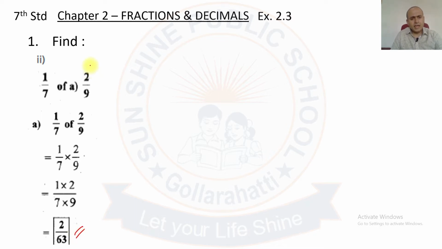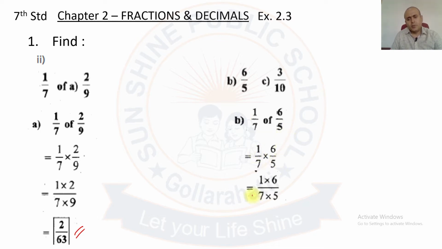We found the A question. Now let us find 1 by 7 of B, that is 6 by 5. So let us see 1 by 7 of 6 by 5. That is 1 by 7 of 6 by 5 is nothing but 1 by 7 into 6 by 5. Multiply numerator into numerator, that is 1 into 6 and denominator by denominator 7 into 5, that is 6 1s are 6 and 7 5s are 35. This is a proper fraction. Therefore we can leave it as it is and this is the answer.